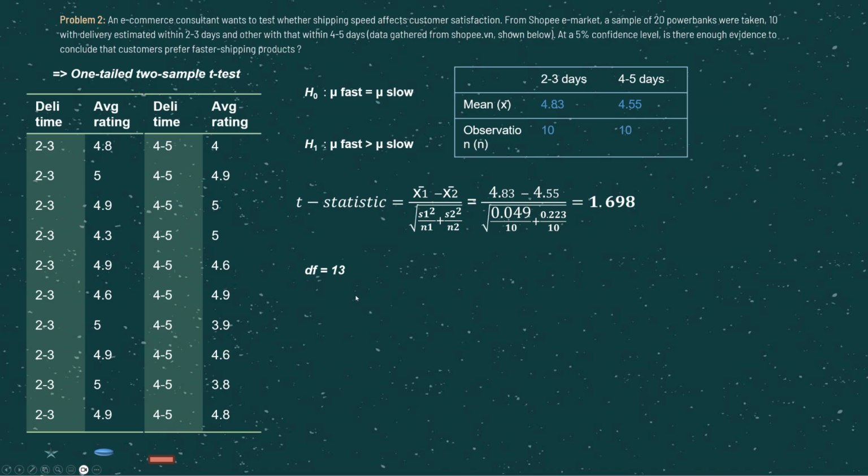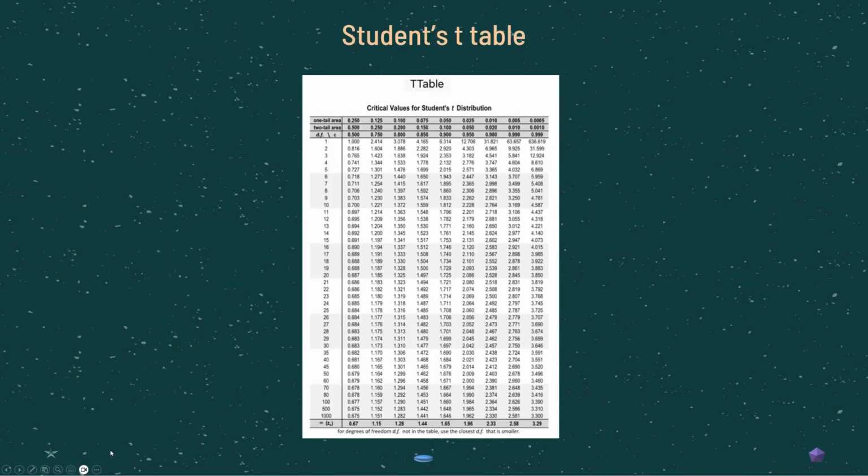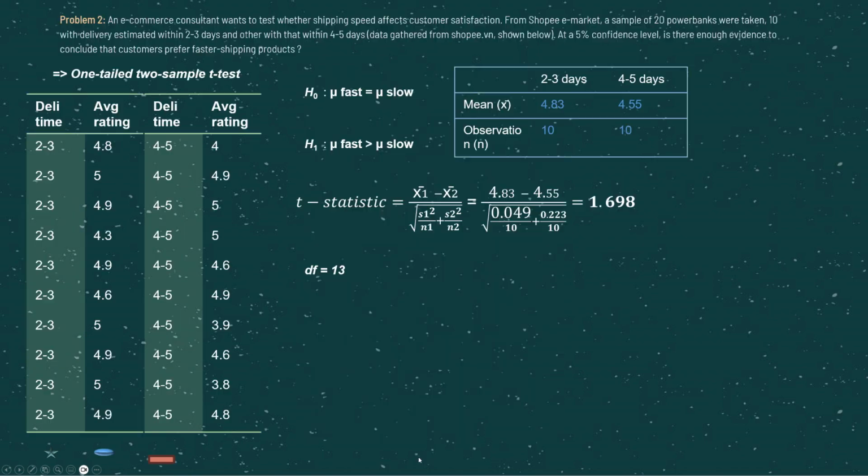Now let's go with the t-table with alpha equal to 0.05 and a 1 tail test with the degree of freedom of 13. Let's see, 0.05, 1 tail, degree of freedom 13, it should be 1.771. So our t critical value is 1.771.